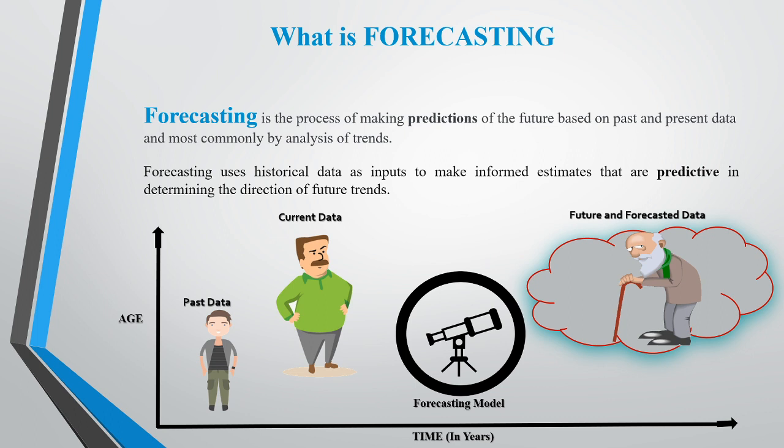So in this you can see that in the past it was a kid, in current time it was a person having a huge tummy. On the behalf of these parameters, we see whether he will be reaching a certain age or not. So our forecasting model is telling that as time increases, you will be reaching an older age, near about 70 or 80 years, and that is the future and forecasting data.